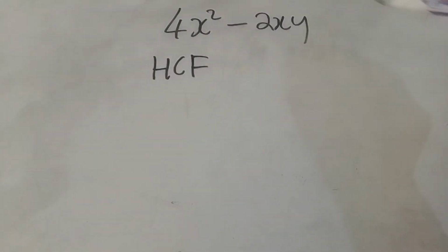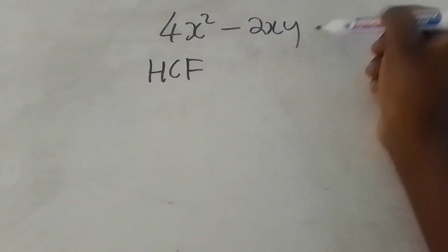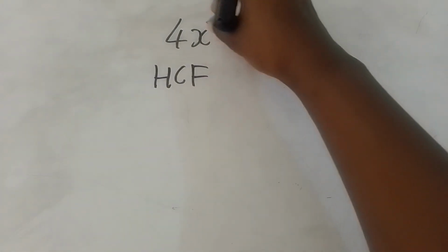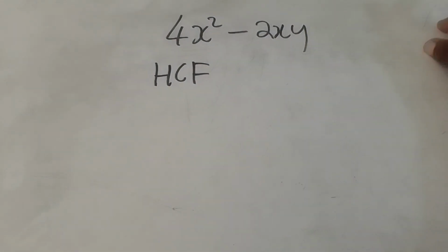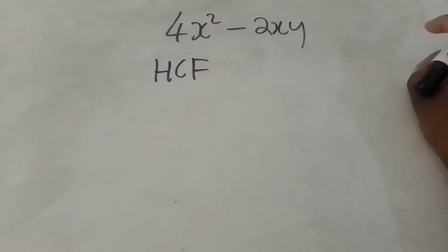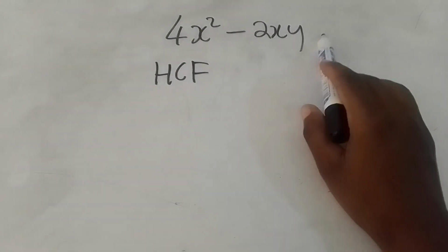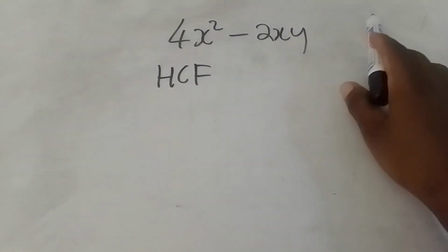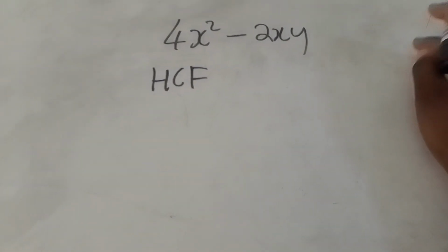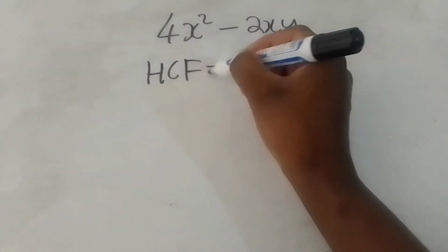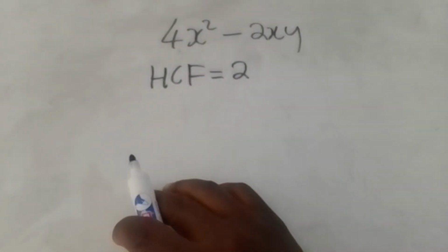And if some of the factors are expressions in brackets, and we see that the expression in brackets is in all the terms, then we will also include it in the highest common factor. So if each of your factors has different variables, but they are common, you take the one with the smallest power and include it in the highest common factor. So let's see. First, the highest common factor for 2 and 4 is 2.